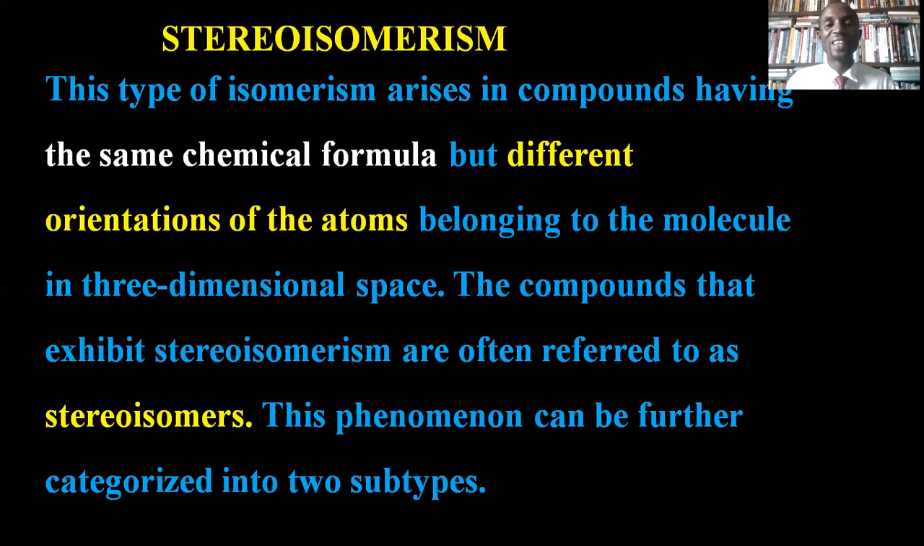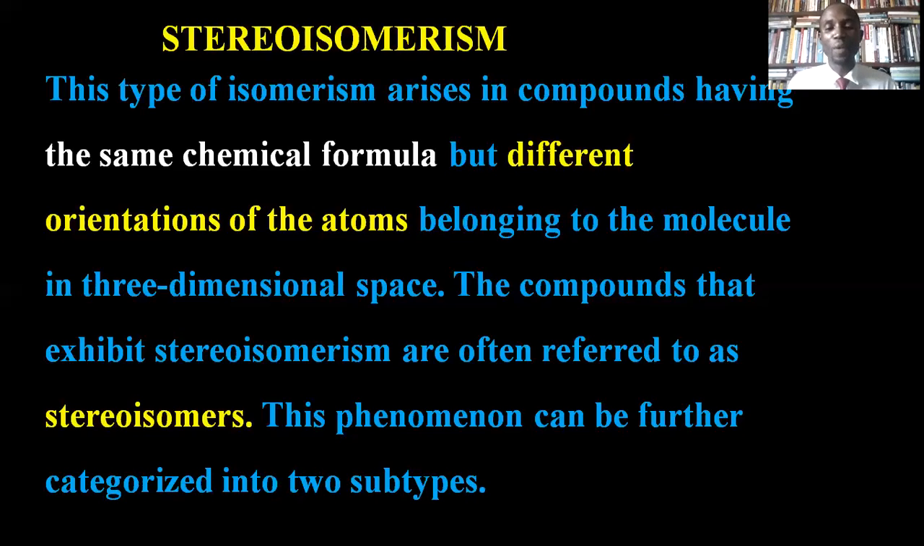Stereoisomerism is the second type of isomerism. Two types: structural isomerism and stereoisomerism. This is the type of isomerism that arises in compounds having the same chemical formula like the other one, but here there is a different orientation of the atoms belonging to the molecules in 3-dimensional space. The compounds that exhibit stereoisomerism are often referred to as stereoisomers.